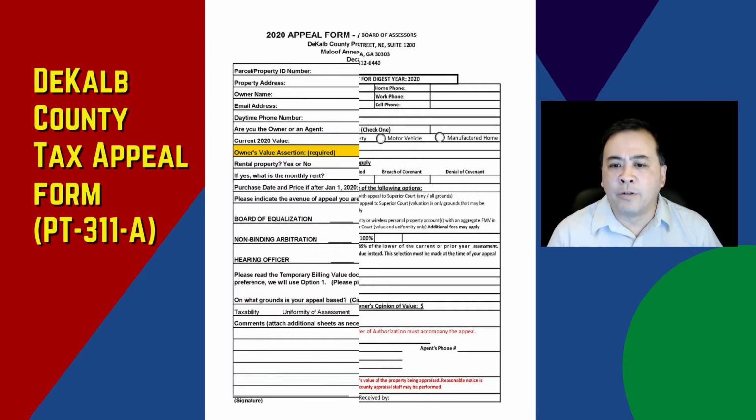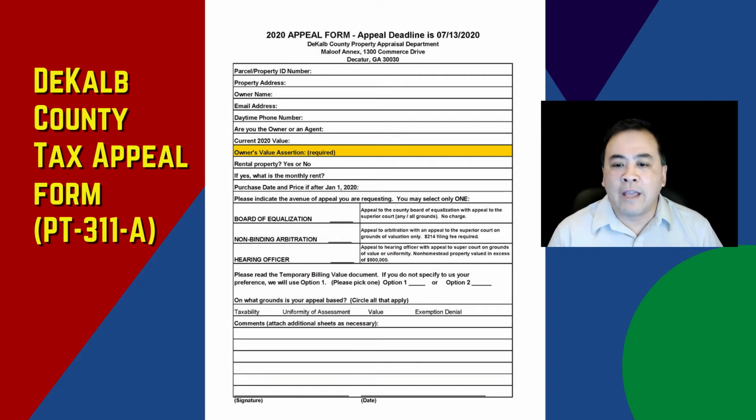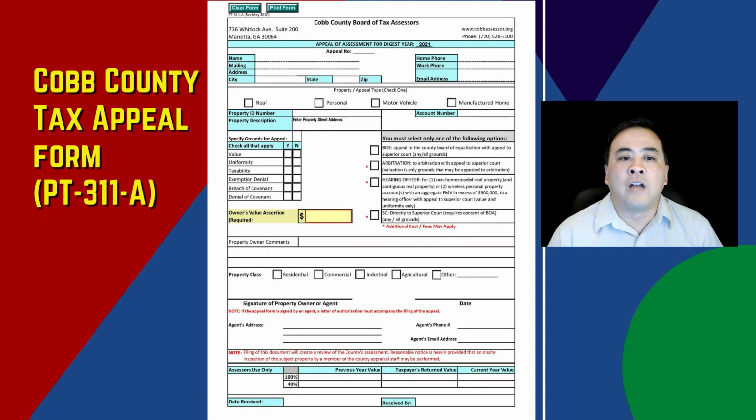My next example is DeKalb County. DeKalb County has restructured the form quite a bit from the basic form, but it's still very recognizable. Moving along to Cobb County, what they've done here is adapted the basic form, and of course, like Fulton County, they've put their contact information, their office information, their website.